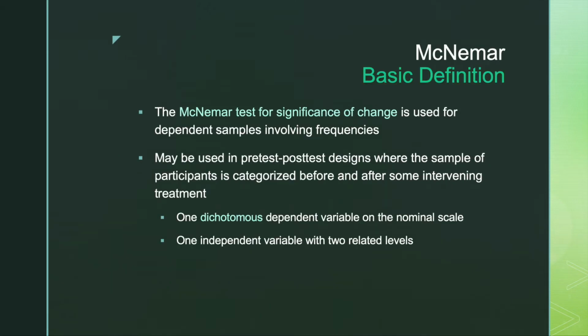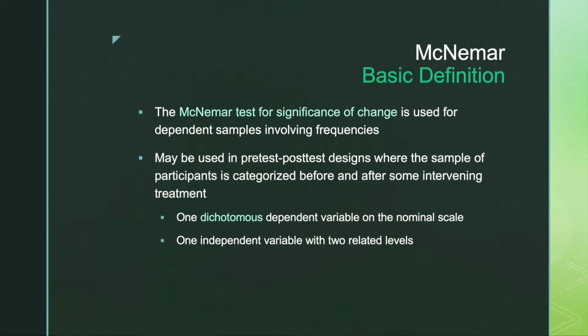So let's just dive in a little bit deeper into what the McNemar is and what the basic definitions are. So its official name is the McNemar test for significance of change, and it is used for dependent samples involving frequencies. It's most often used in a pre-test, post-test design, where we have a sample of participants is categorized in something before and after some sort of treatment. And here's the key part of this. We have one dichotomous dependent variable on the nominal scale. So dichotomous means that there's just 2 options, and nominal, again, means name.